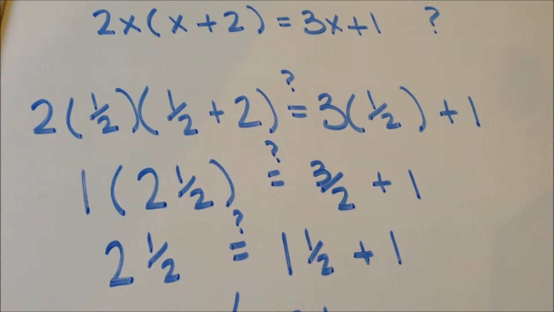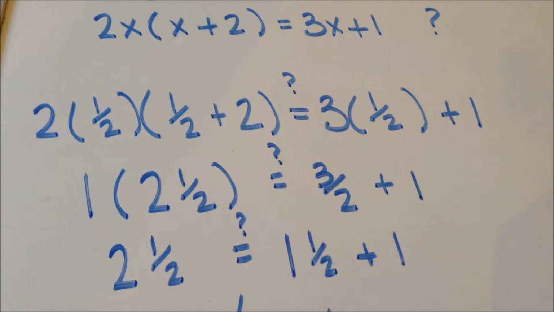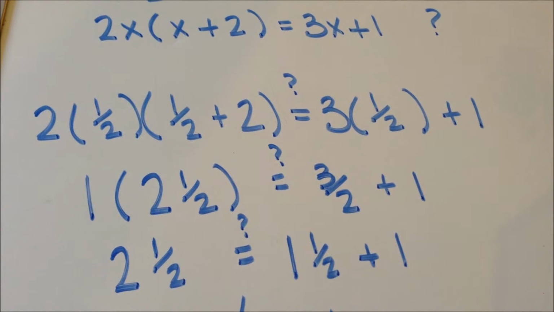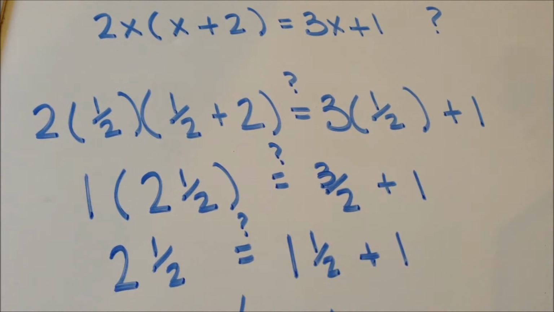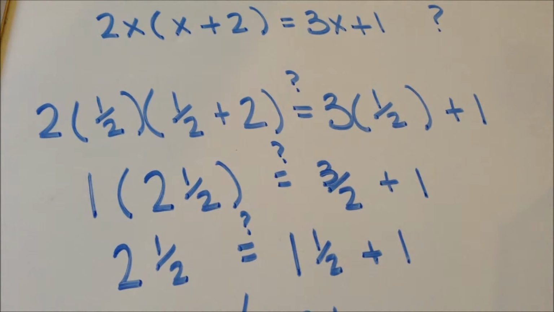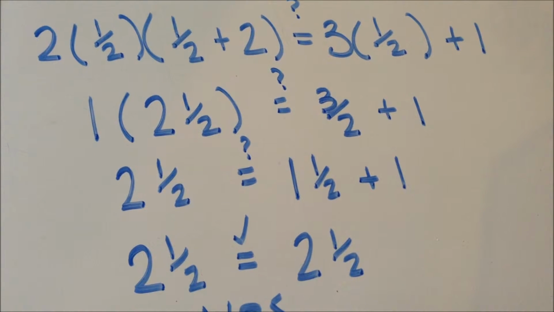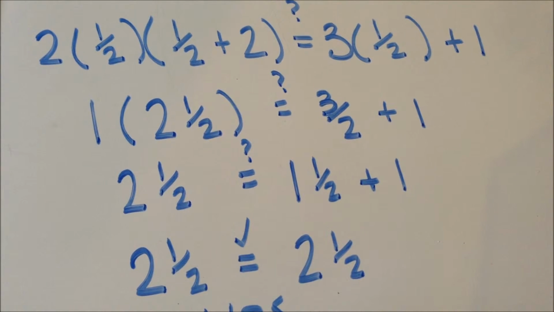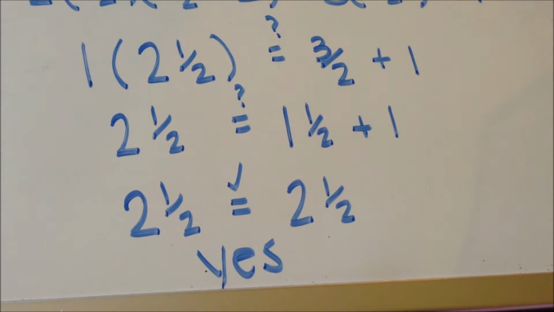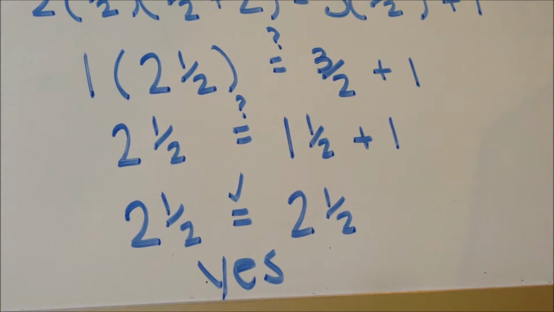We have 1 times 2.5, that's just 2.5. On the right-hand side, we can convert 3/2 to 1.5 and get 1.5 plus 1. Our final answer is that the left side and the right side are both 2.5. So it's a true statement, therefore 1/2 is a solution to the equation.